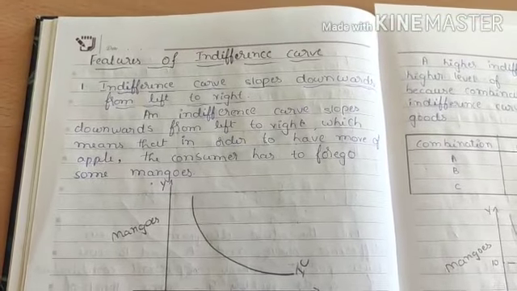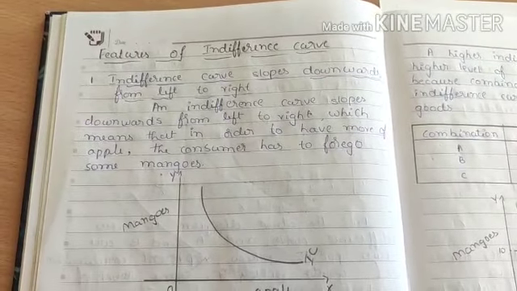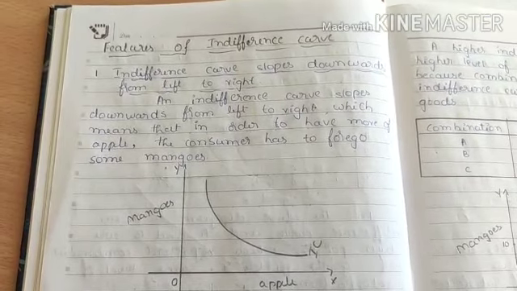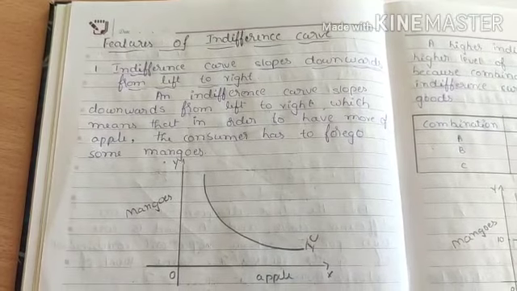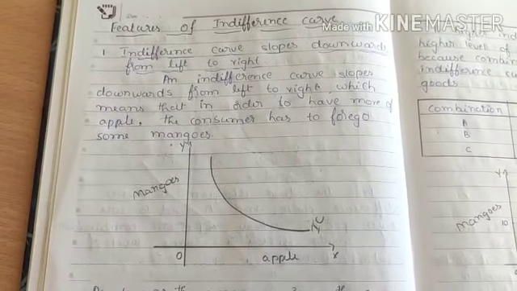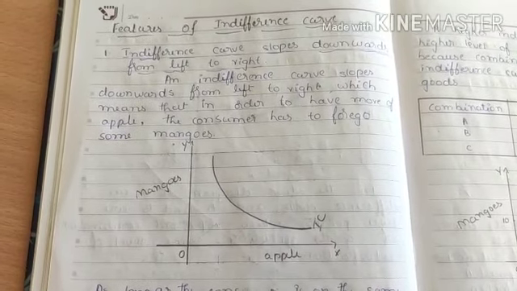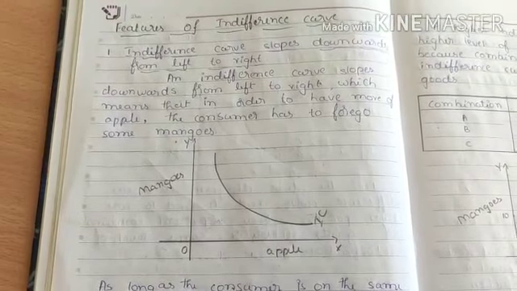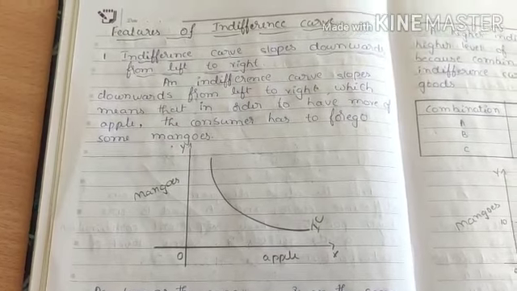Today we are going to study the features of indifference curve. When it comes to indifference curve, it has its own shape. Why does it have that particular shape? That will be explained in the features of indifference curve. It explains why we are not supposed to change the shape of the indifference curve.